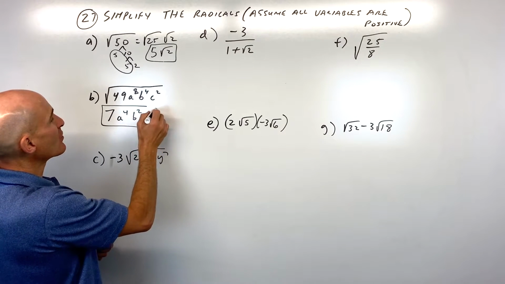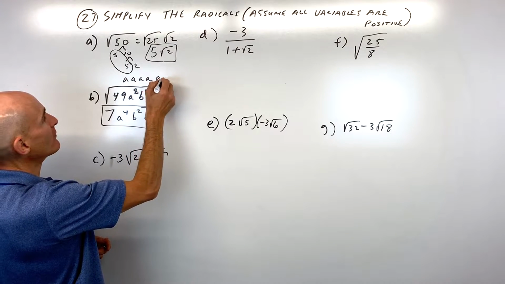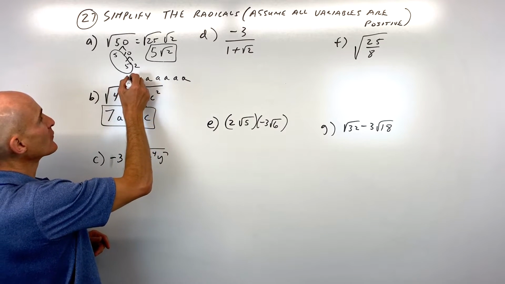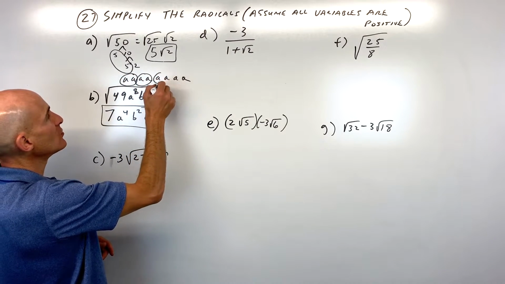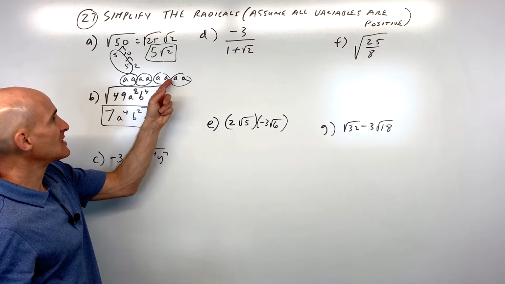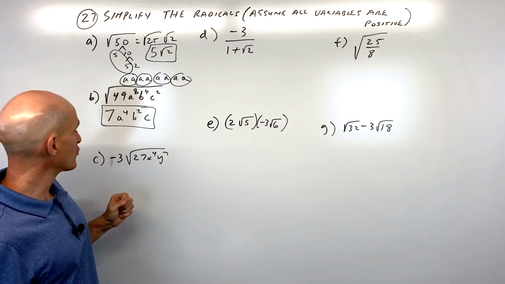The other way to look at this problem is like a to the 8th is really like 1, 2, 3, 4, 5, 6, 7, 8 a's, right? You could break it all down. And then you look for groups of 2. 1, 2, 3, 4 groups of 2. So this is a times a times a times a, which is a to the 4th. So you can expand it out like that and look for those groups.